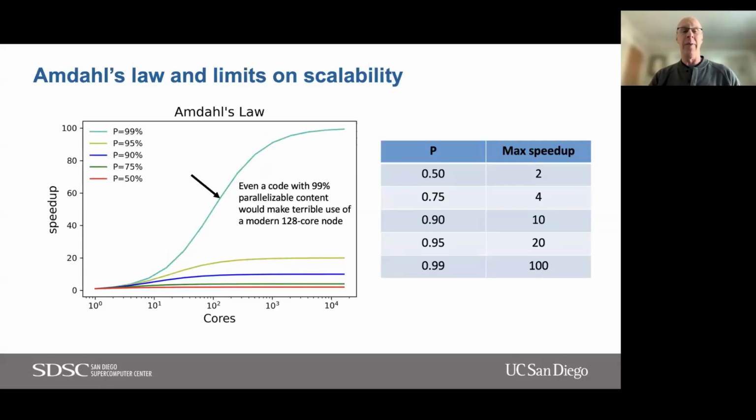And let me add one more curve on there. This is for code with 99% parallel content. You can see there that the maximum speedup we could get in that case, with just 1% serial content, is going to be a speedup of 100. And even then, if you have a code with 99% parallelizable content, you don't even want to use an entire, say, Expanse compute node, which has 128 cores. You would be using 128 cores and only getting a speedup of about a factor of 60. So we would want you running somewhere a little bit further to the left on that curve.